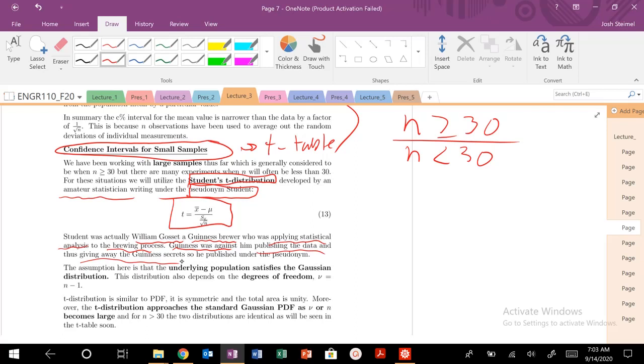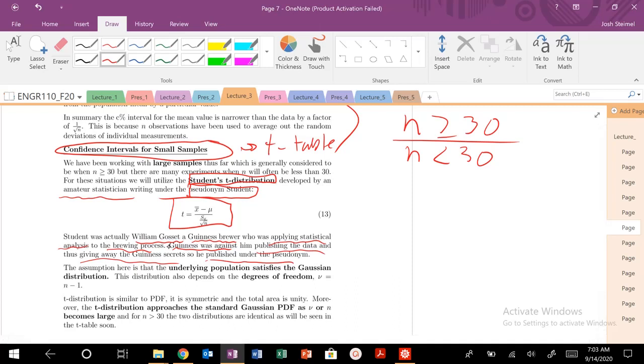So instead of fighting against the company and arguing for patents and all this other stuff, he just published the data anyways under a pseudonym, which was pretty bold. He must have been very confident that if it was found out and he got fired, he could get another job. But it's kind of a fun story. It's a little bit disappointing because otherwise it could be known as the Gossett t-distribution. But anyways, just a fun little story here.